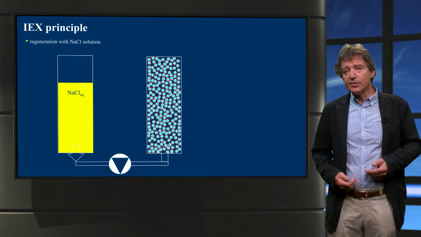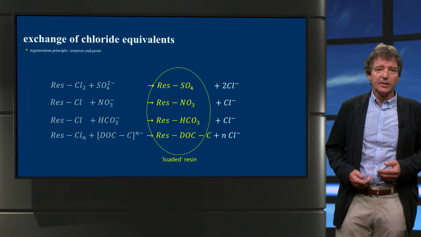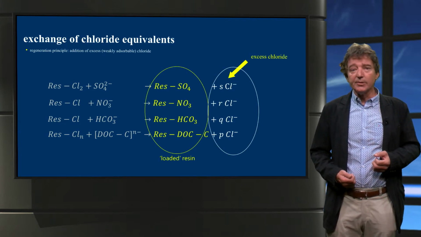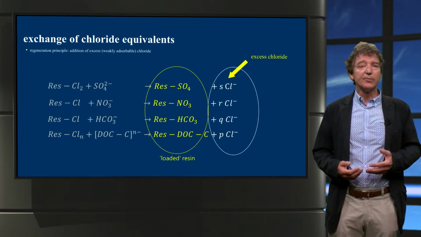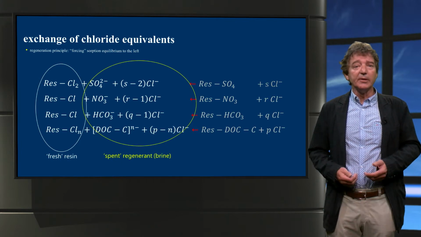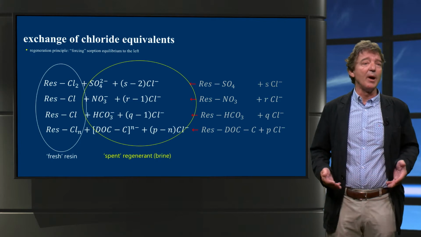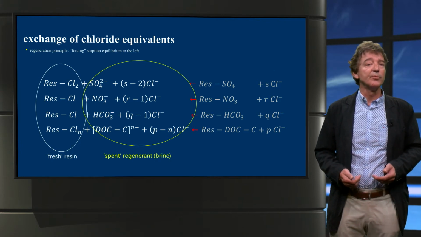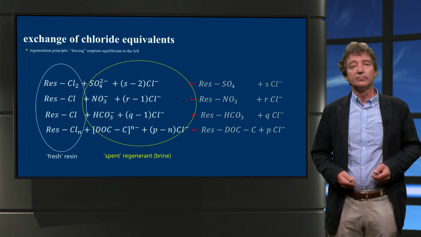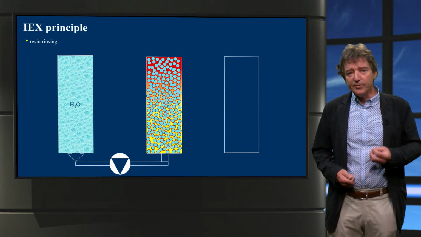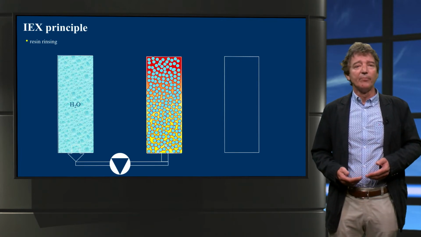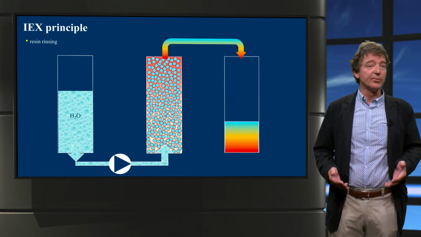The regenerant is a sodium chloride solution. And once in contact with the sodium chloride solution, the loaded resin is exposed to an excess of chloride ions that force the sorption equilibrium back to the left side, leaving a resin in its original state and the so-called spent regenerant or brine containing the desorbed anions that were first removed from the raw water, and some residual chloride that was not used for the desorption. Finally, the regenerant is displaced by an equal amount of rinse water and disposed of as so-called spent regenerant.